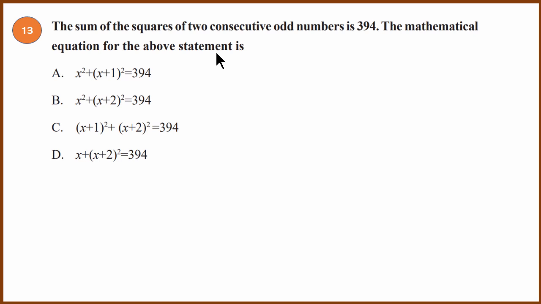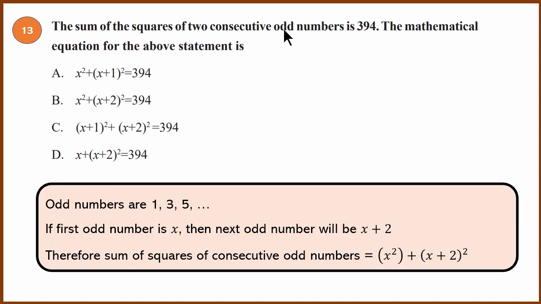Okay? If you don't pay attention, you will pick the first one. You will write the first one, because consecutive means x plus 1, right? That is wrong. If you pick the first one, it is wrong, because it is consecutive odd numbers. It is not just consecutive numbers, it is consecutive odd numbers. What does that mean? What are odd numbers? Odd numbers are 1, 3, 5 and so on.